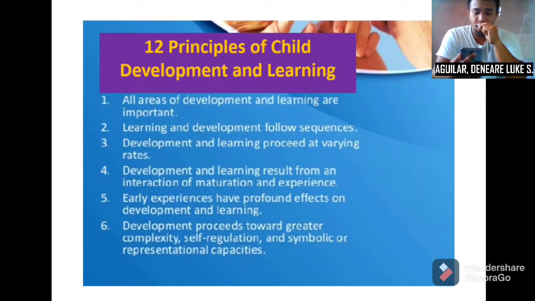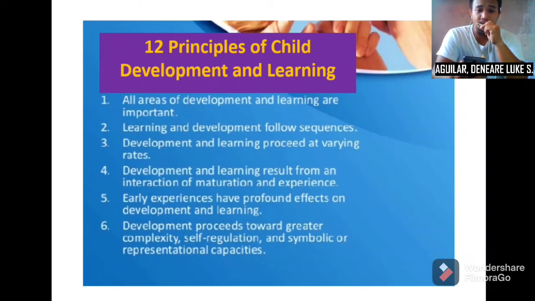Many aspects of children's learning and development follow well-documented sequences, with later abilities, skills, and knowledge building on those already acquired. Number 3. Development and learning proceed at varying rates from child to child, as well as at uneven rates across different areas of a child's individual functioning. Number 4. Development and learning result from an interaction of maturation and experience. Development and learning result from a dynamic and continuous interaction of biological maturation and experience.